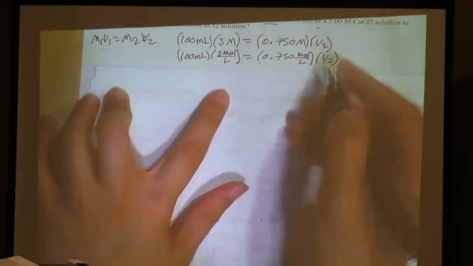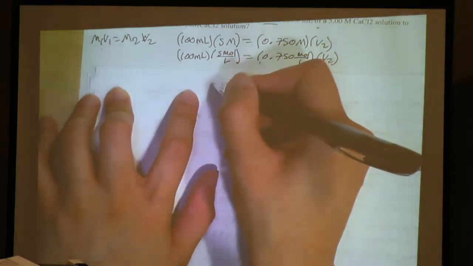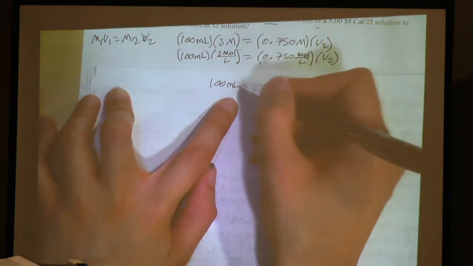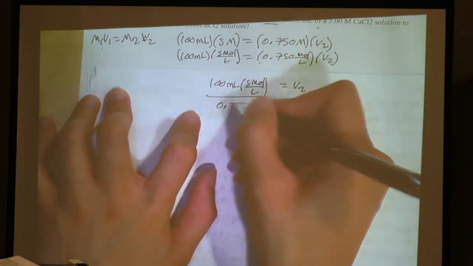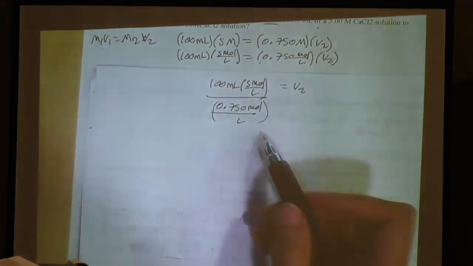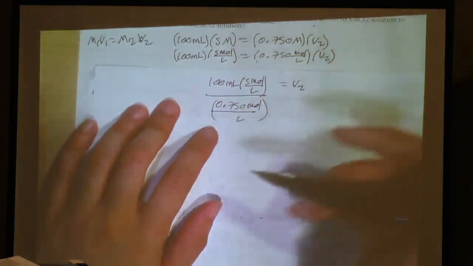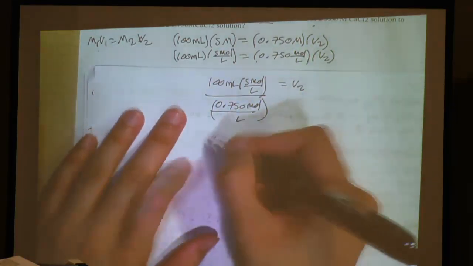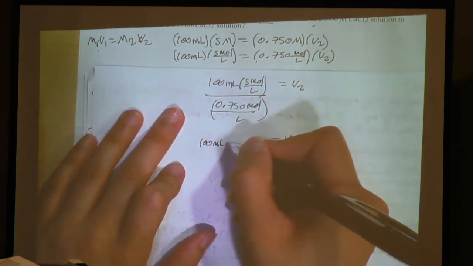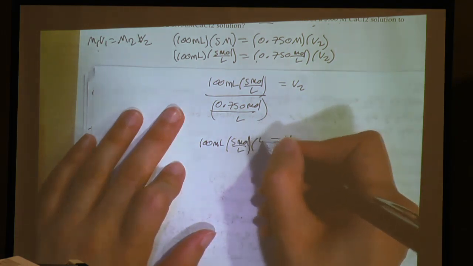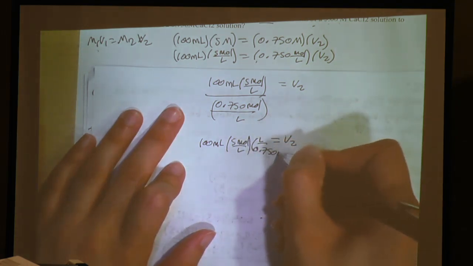So now we solve for V2. V2 is equal to 100 milliliters times 5 moles per liter over 0.750 moles per liter. Now when you divide by a fraction, you flip it, right? So when this flips, V2 is equal to 100 milliliters times 5 moles per liter times liters over 0.750 moles.